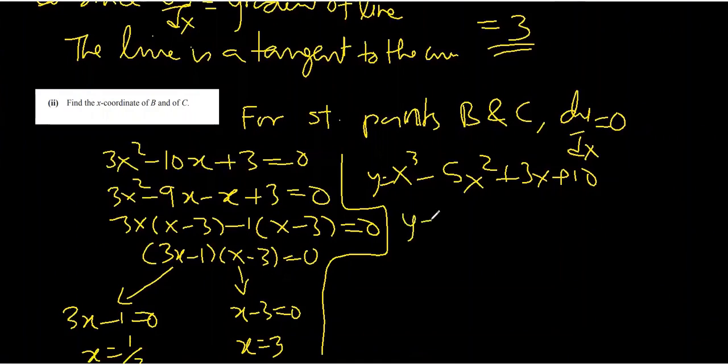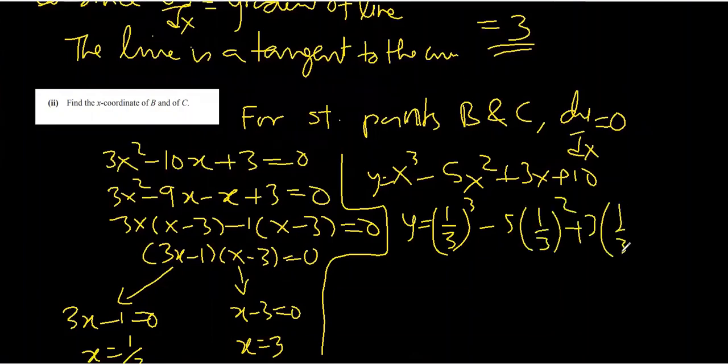So y equal to, let me substitute 1 over 3 first. So (1 over 3) cubed minus 5 times (1 over 3) squared plus 3 times 1 over 3 plus 10. So it becomes 1 over 27 minus 5 over 9. Okay, and 3 and 3 cancel, plus 1 plus 10.